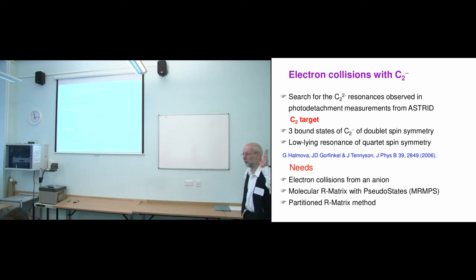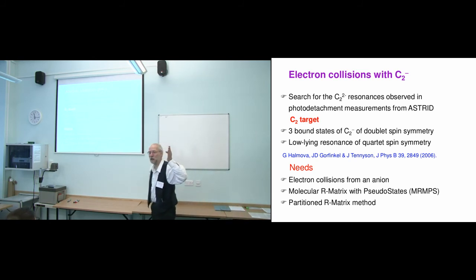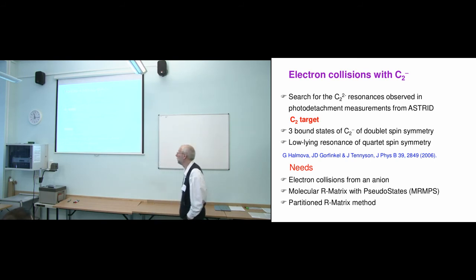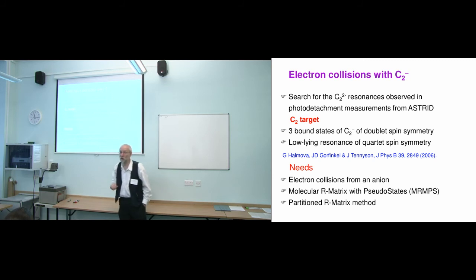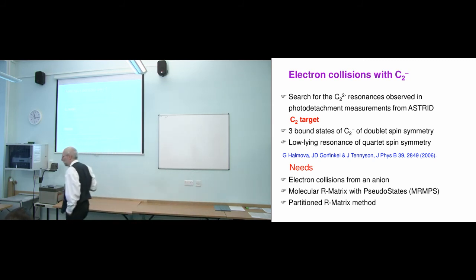And these resonances actually appeared above the photodetachment, the electron detachment threshold. So they were in the continuum. So you had to have a method which would actually be capable of treating this continuum. To study this problem, we needed collisions from an anion, which we've never actually done in the code before. We needed the R-matrix with pseudo-states method. And because the calculation is very big, we needed the partition R-matrix method as well.